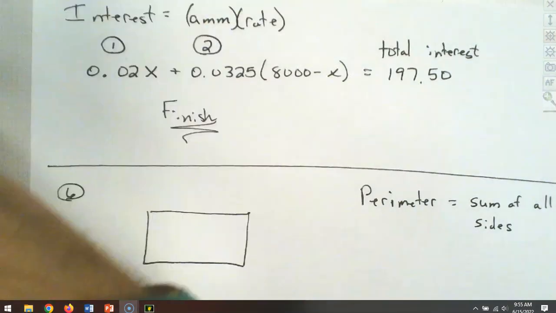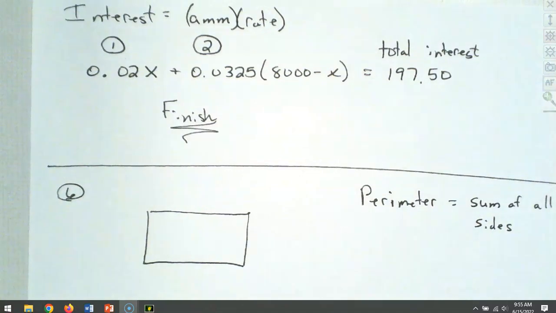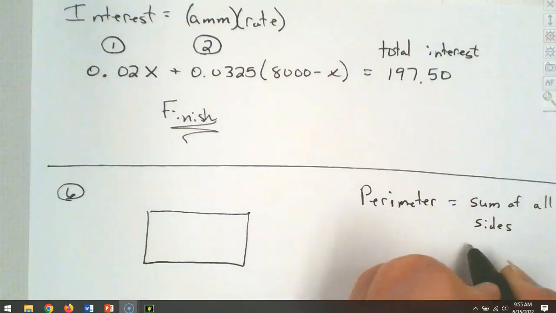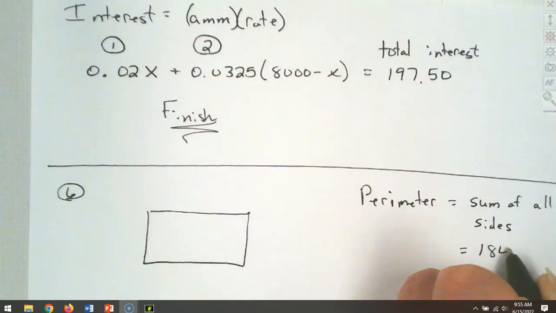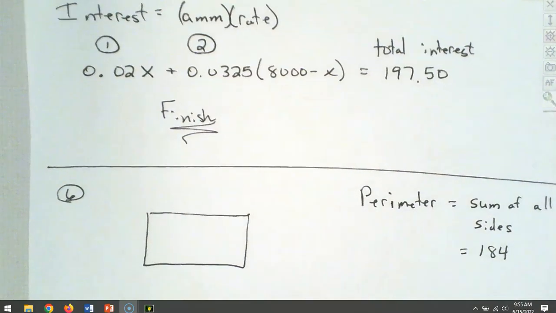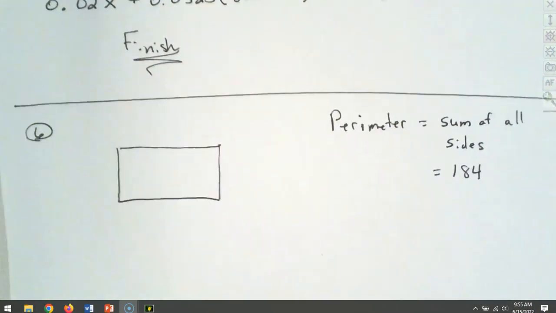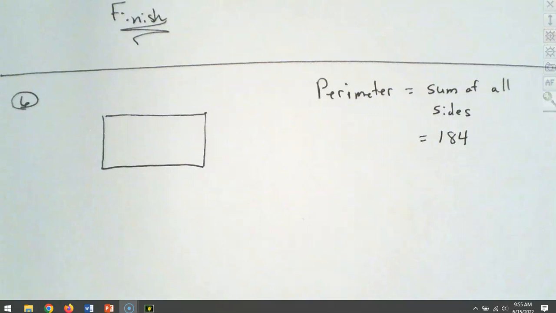And we do have a number for that too. It says your perimeter is 184. So that's going to go here. So when I add up all the sides, I'm going to end up with 184. So first thing I did was I read it. Then I went through and identified the fact this is a perimeter. Perimeter is sum of all the sides. I drew my rectangle.